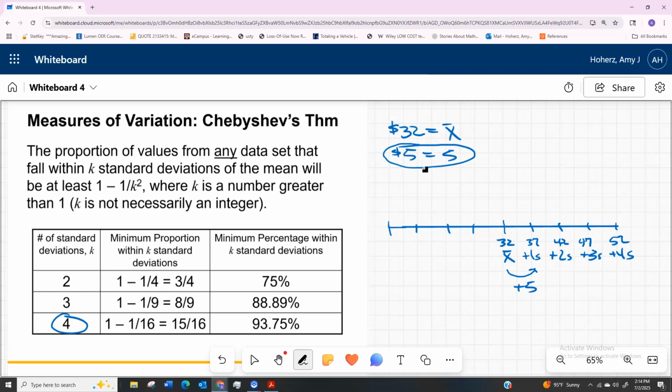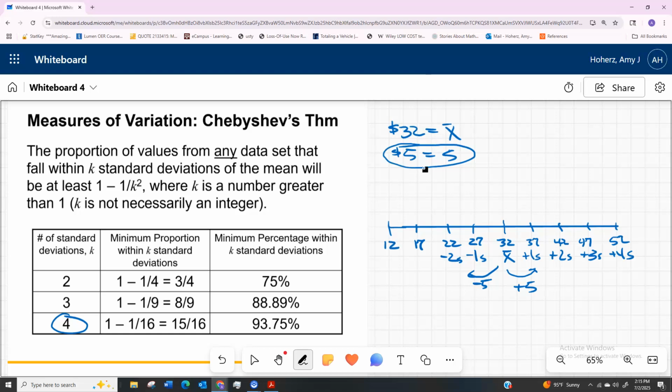Now we can do the same thing in the opposite direction. If I go down 5, then I get minus 1 standard deviation, which would be $27. Go down 2 standard deviations, that would give me $22 because I go down another 5, so 27 minus 5. 22 minus 5 would be 17, and 17 minus 5 would be 12.